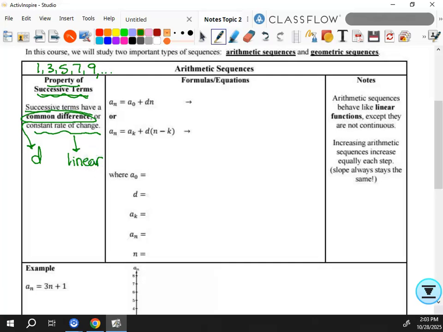So the common difference in a sequence is what we know of in a line as the slope. And that's the m. Right.